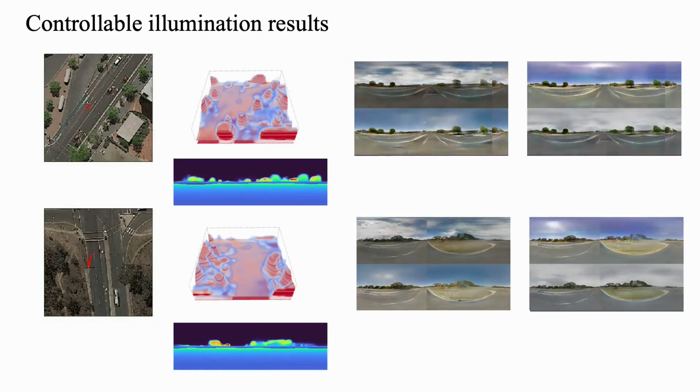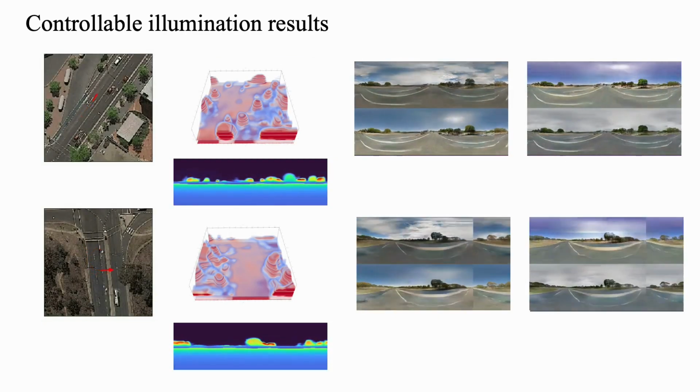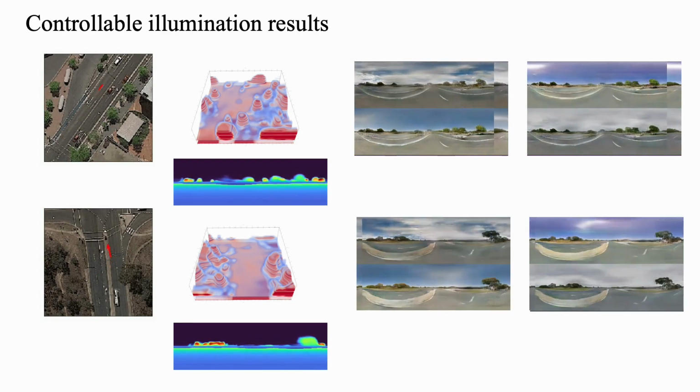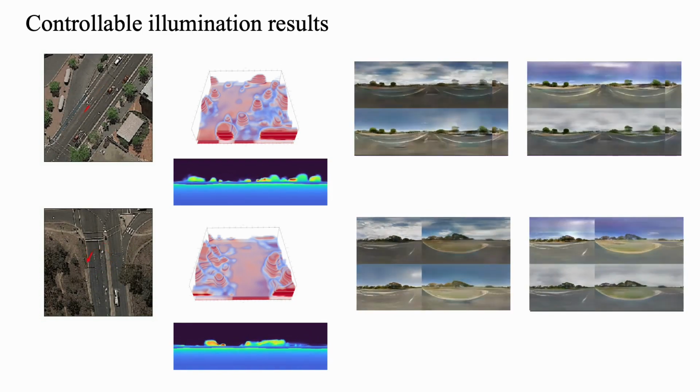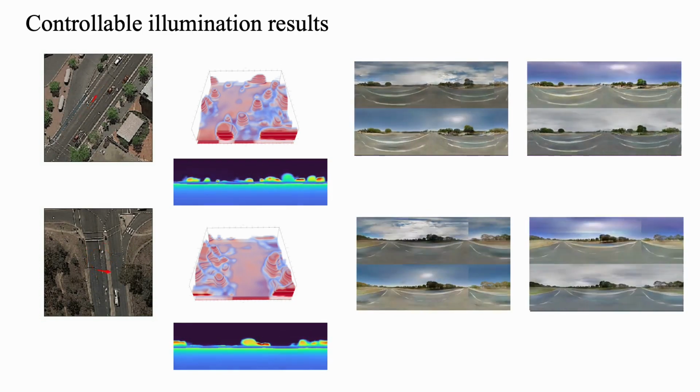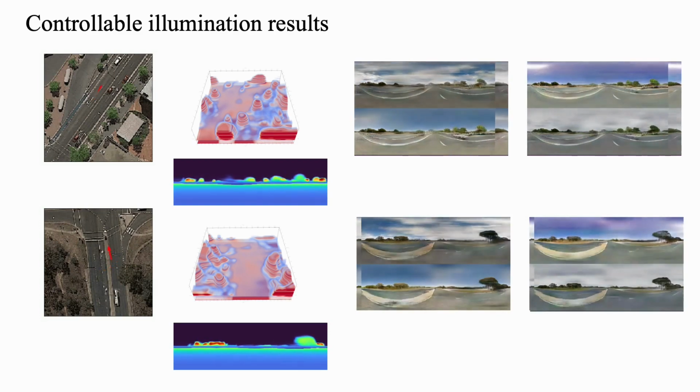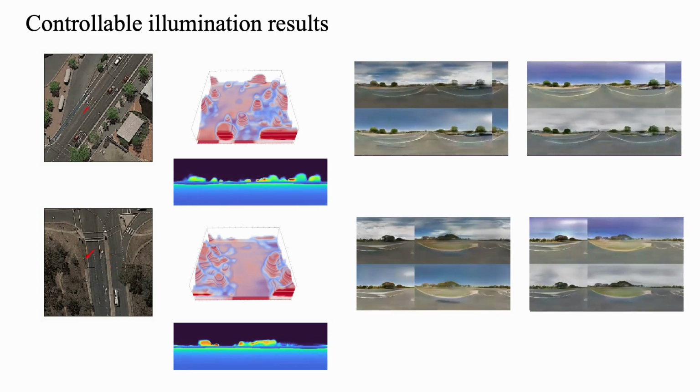Last, we show controllable illumination results. It can be found that the sky histogram could easily control the whole image's illumination, while the stuff in the satellite image remains unchanged. For example, the road's color was changed by giving different illumination, but the shape remains unchanged.